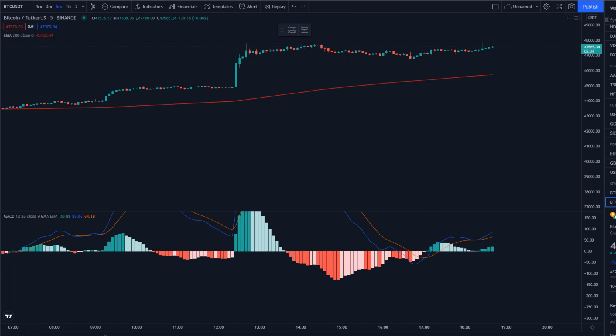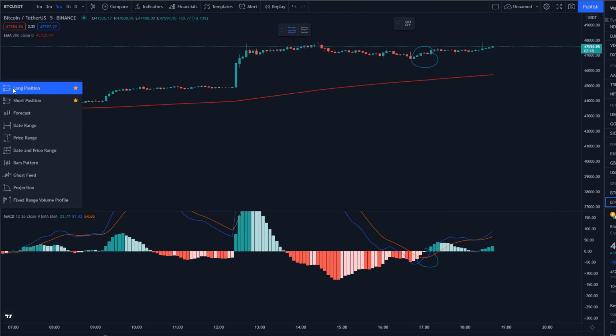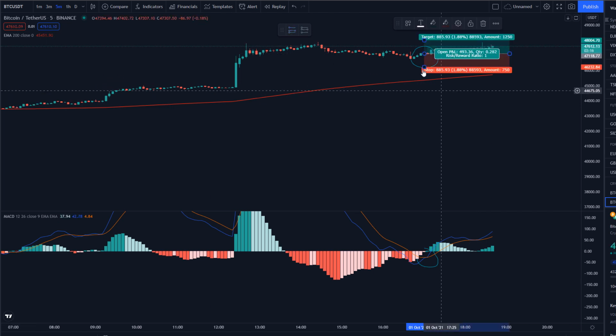It is below the zero line. So this should be an entry for us. And it is also right here above the 200 EMA. This should be a buy position for us. So we would take a long position here.